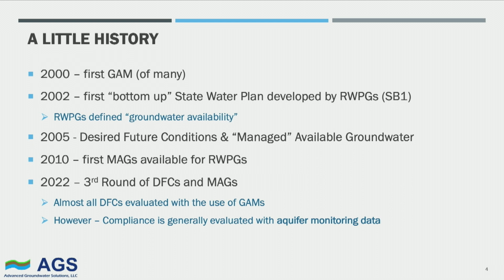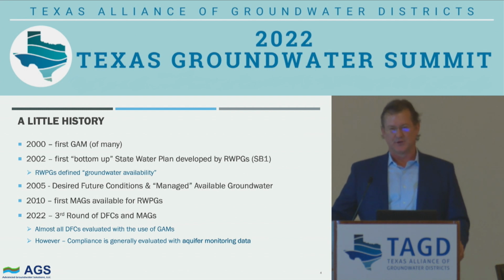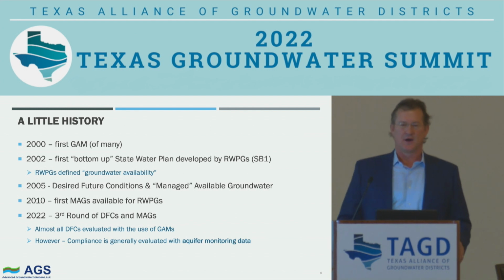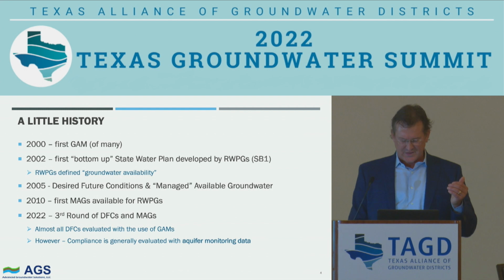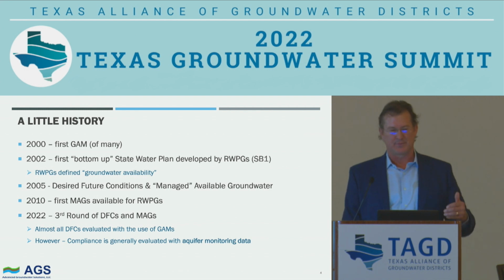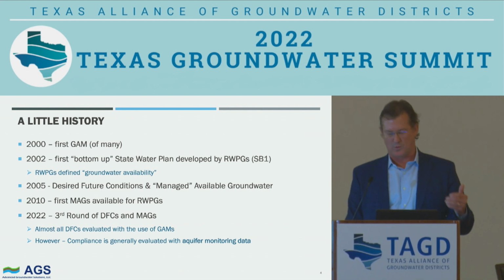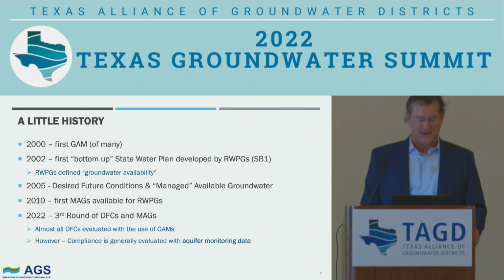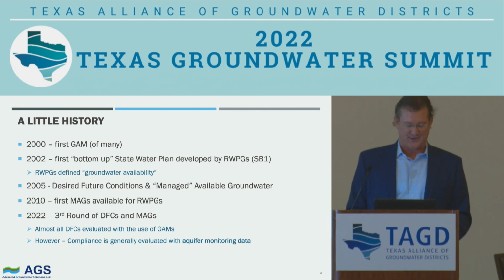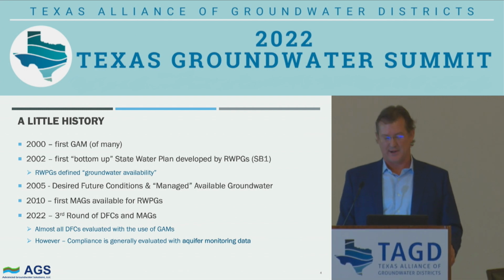But almost all of those DFCs are evaluated with the use of GAMs. If the GAMs are available, they're usually used as a tool to evaluate DFCs and do high pumping runs versus low pumping runs and everything in between, and look at impacts to all these other things. And so compliance, presumably, is generally evaluated with real aquifer conditions. And so while we pay a lot of attention in the DFC and the joint planning process to what the model is saying and where we're heading, the actual compliance of a lot of those DFCs is going to be assessed through aquifer monitoring data.